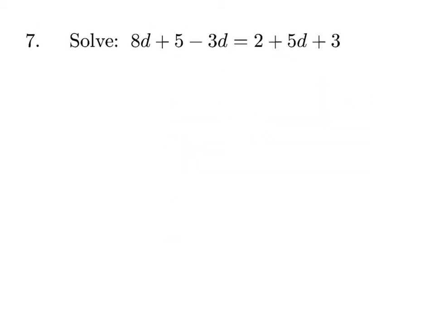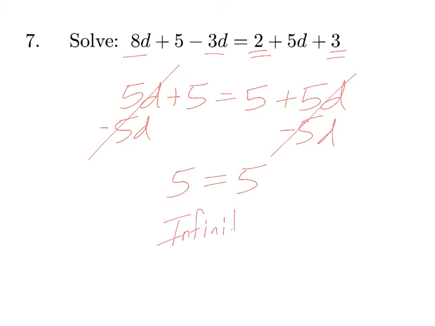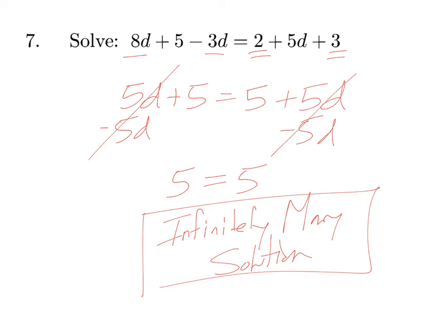All right, for number 7, let's first add like terms on the left side. Add like terms on the right side. And you could subtract 5d on both sides here. Notice they cancel out on the left and the right. I get 5 equals 5. This equality is true, and if it is true, then there are infinitely many solutions. Right, on to the next problem.